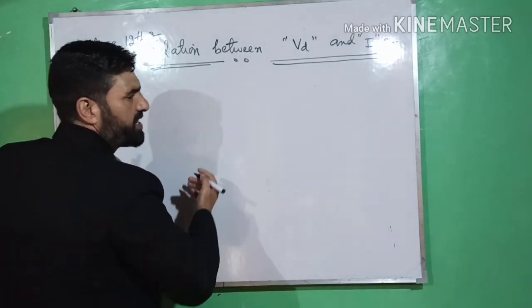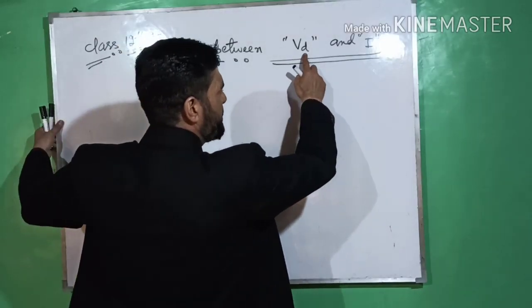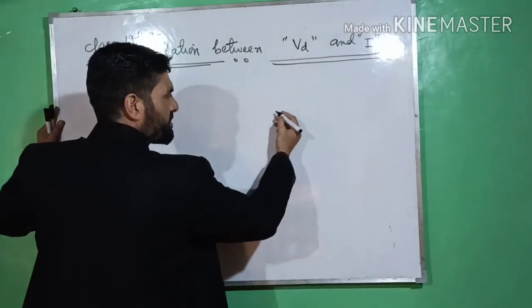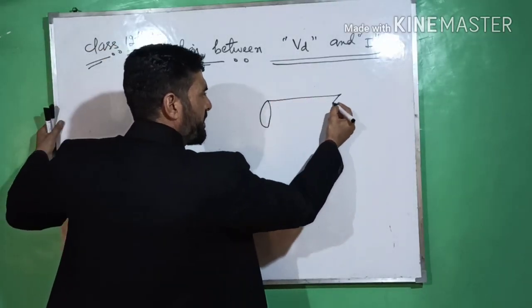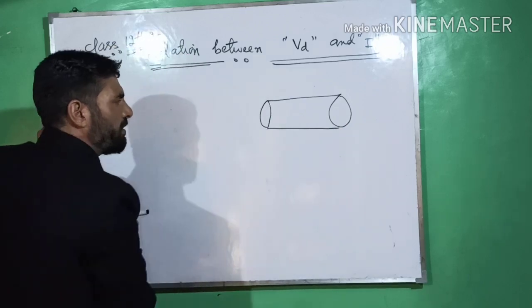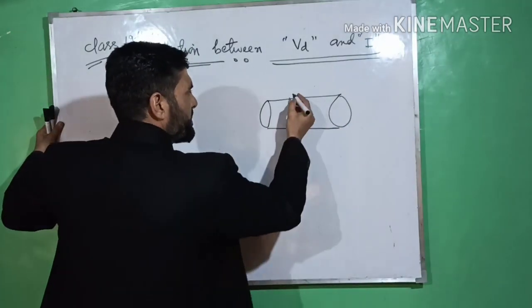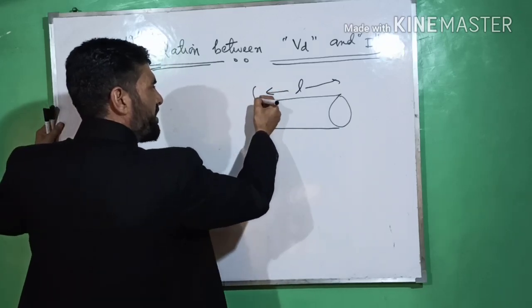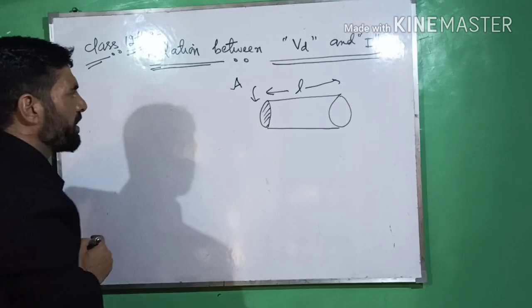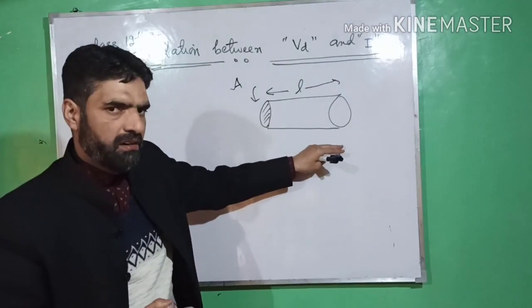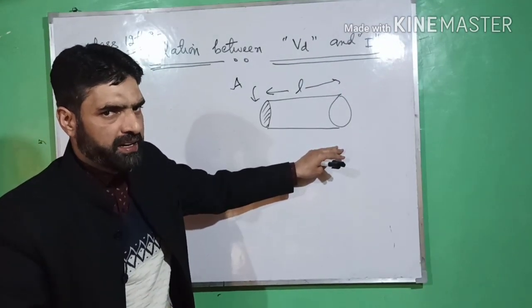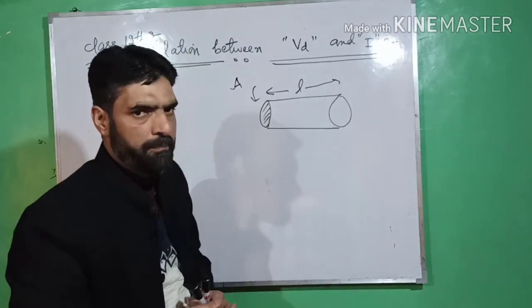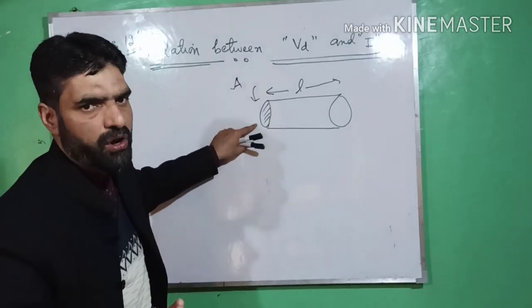To establish the relationship between Vd, that is drift velocity of electrons, and electric current, I will take a conductor in the form of a cylinder. Let this conductor have length L and cross-sectional area A. I am taking a conductor made of copper or any metal. Let the length of the conductor be L and A the area of cross section.